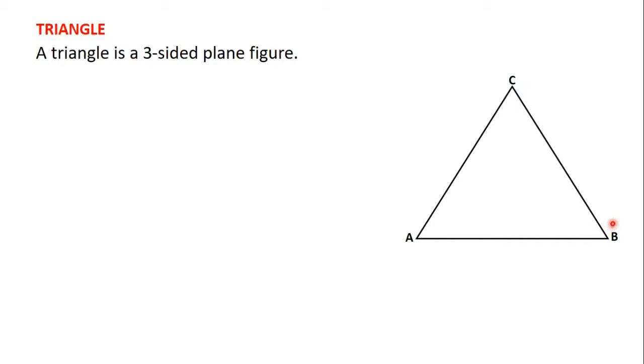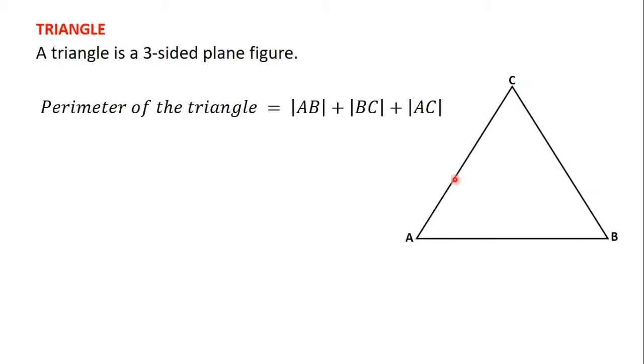So to find the total distance around this triangle, we are going to say that the perimeter of this triangle here will be the length AB plus the length BC plus the length AC. So if you add all the distances around the figure, you get the perimeter of the figure. So if you are being told to find the perimeter of a triangle, all you need to do is to find the length of each side and you add them together. That will give you the perimeter of the triangle.